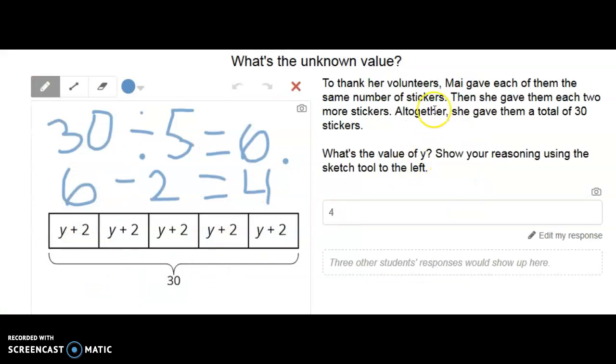On this slide, you want to read the problem and look at the model, and then show the value of y, and then also show your reasoning using the sketch tool. So where in the problem are we talking about y plus 2, how many groups of y plus 2 are there, where in the problem are we talking about 30, what does that represent? And go ahead and label the bar model.